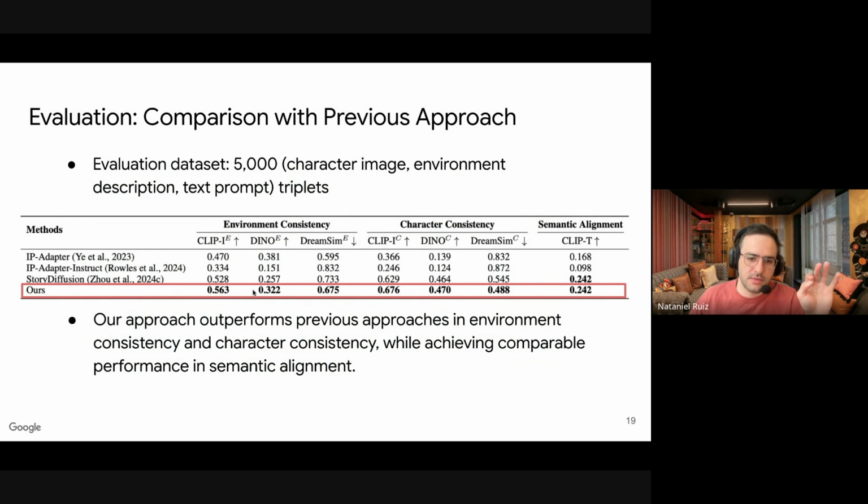The state of the art at the time for this type of task was StoryDiffusion, and there are also IP adapter baselines that we can compare to. For all metrics, on an evaluation data set of 5,000 triplets, for metrics like CLIP, DINO, and DreamSim, we achieve much higher scores. And for semantic alignment, we have the same score as StoryDiffusion. So our approach outperforms previous approaches in both environment and character consistency.